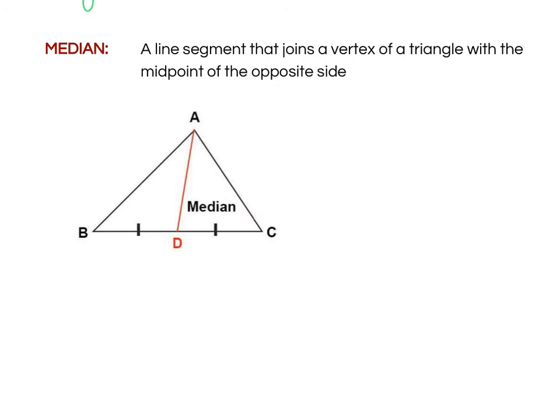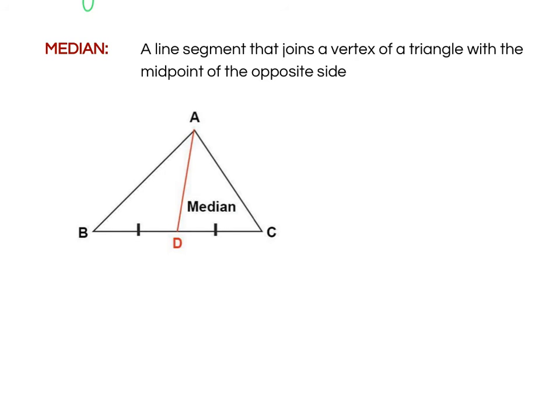A couple of things that I want you to notice that make the median unique: number one, by definition, the median has to bisect the line that it's leaving from, right? So notice these little bars here are indicating that from B to D is the same length as from D to C. It's bisecting. So D is by definition the midpoint.